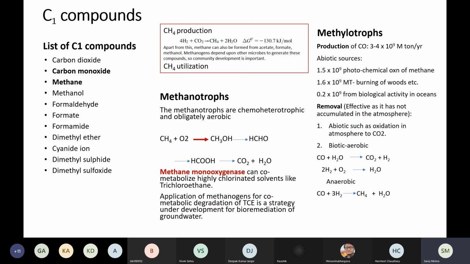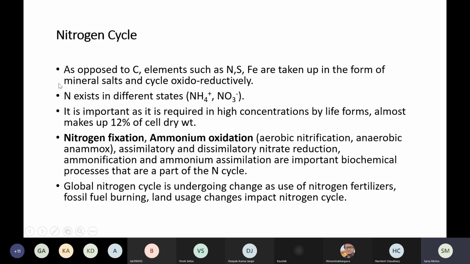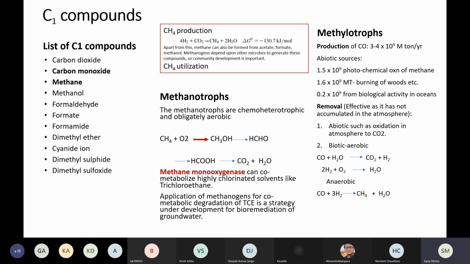Okay, so what I'm going to go over very quickly is, first of all, before we look at the breakdown of methane, let us see how methane is formed in the environment. Methane is formed due to methanogenic bacteria which combine hydrogen and carbon dioxide in nature to give rise to methane. Apart from this, methane can also be formed from acetate, formate, and methanol combustion. These organisms are called methanogens. They depend on other microbes to generate these compounds, so community development is very important for methane formation.